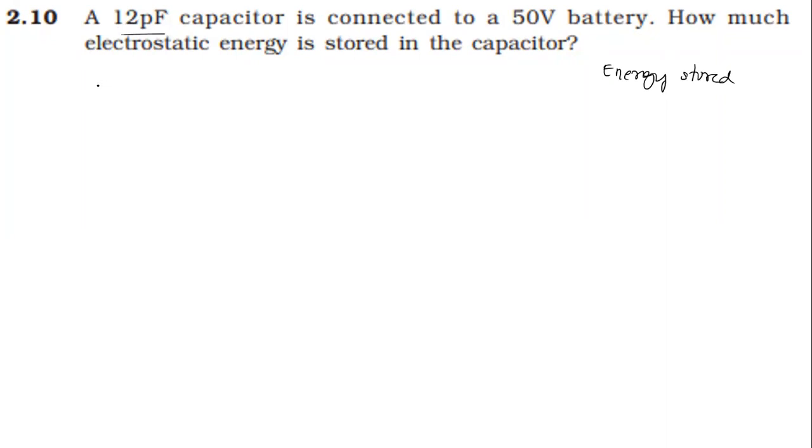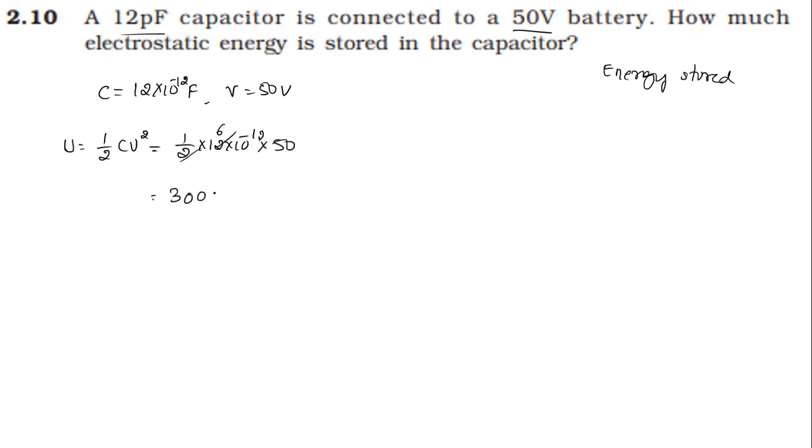Okay, given what now? Capacitance C is given. How much is it? 12 into 10 power minus 12 farad. Pico means 10 power minus 12. Battery, how much is given? V equal to 50 volt. Now we're going to get energy stored, equal to half CV square, we proved. So 1 by 2 into 12 into 10 power minus 12 into 50. We get 6 times 50, that is 300 into 10 power minus 12 joule. That is the energy stored in the capacitor. That's your answer.